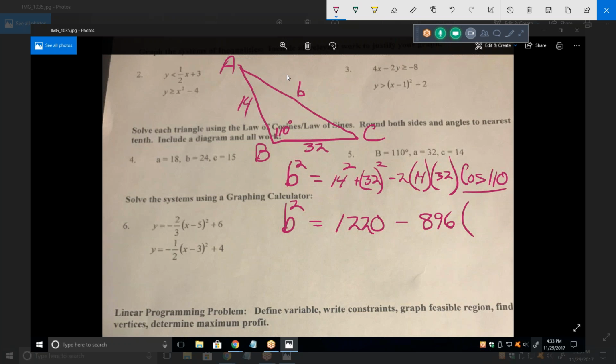0.342. No. Cosine is negative in the second quadrant. That's a second quadrant angle. Negative 0.3420. Does your calculator say negative? Yeah. Good. Again, do not drop negative signs. What is it? Negative 0.3420.